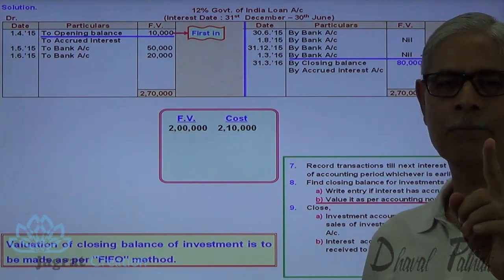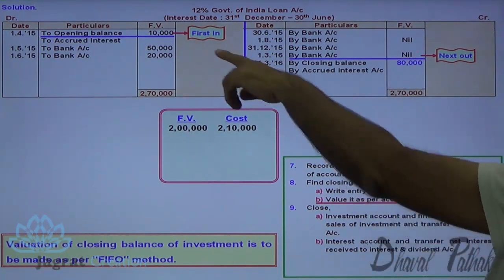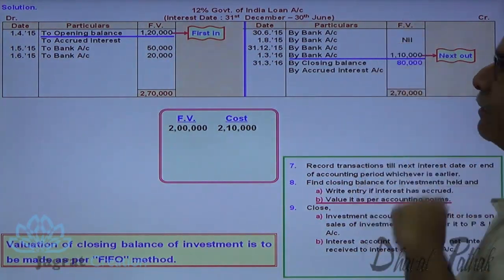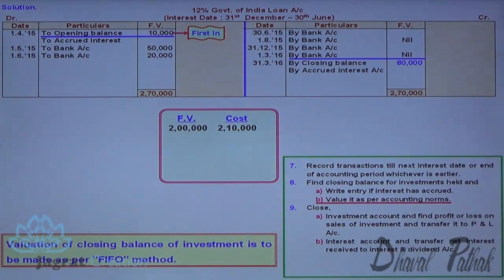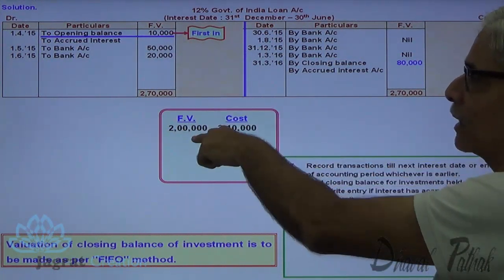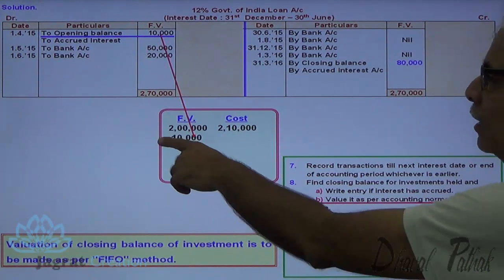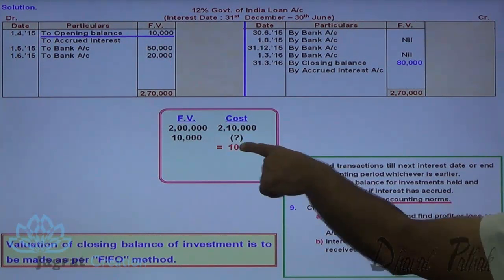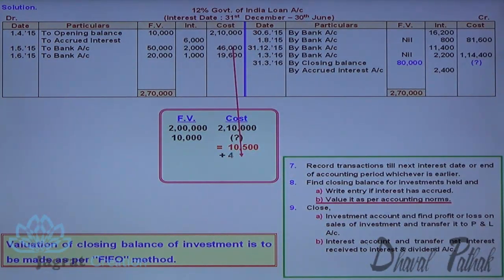So from 2 lakhs, 80,000 and 1,10,000 are deducted. So 120 minus 110, the investment left is 10,000. So out of 2 lakh, 10,000 is the face value of the investment left. So 2 lakh, cost is 2 lakh 10,000. How much for 10,000? So that works out to be 10,500. Now I bring back all the details that I have removed.